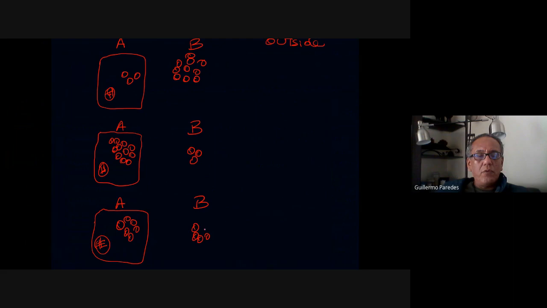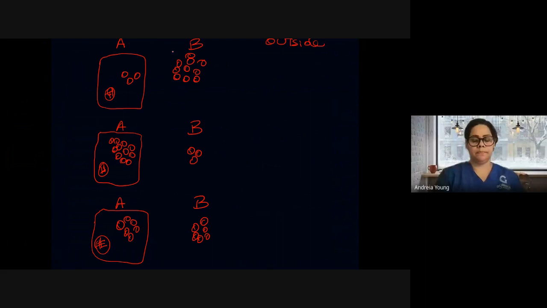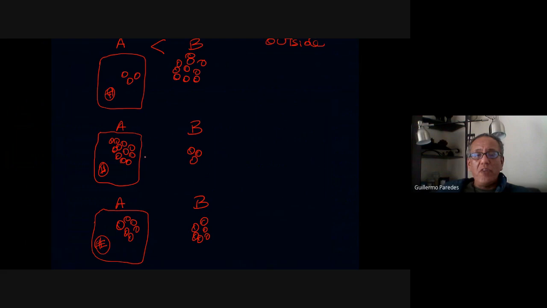Tell me, between A and B, where is it more concentrated, A or B? B. B is more concentrated than A. Here, who is more concentrated? A. And here, how is the concentration? Equal. Okay, listen to this, please. This is very confusing. I don't want you to get confused. There are three terms: hypotonic, hypertonic, and isotonic. This is hypertonic.